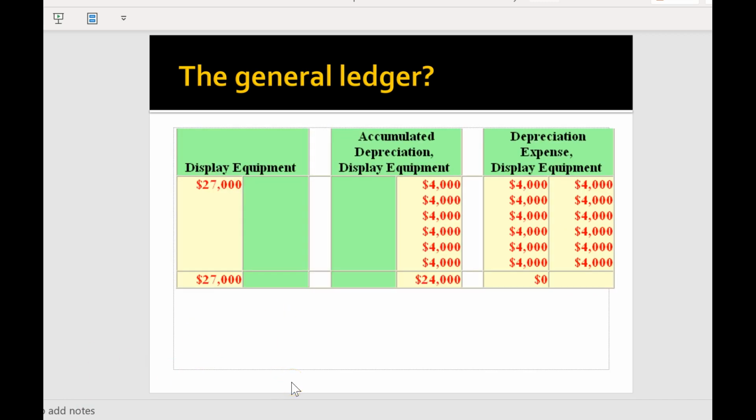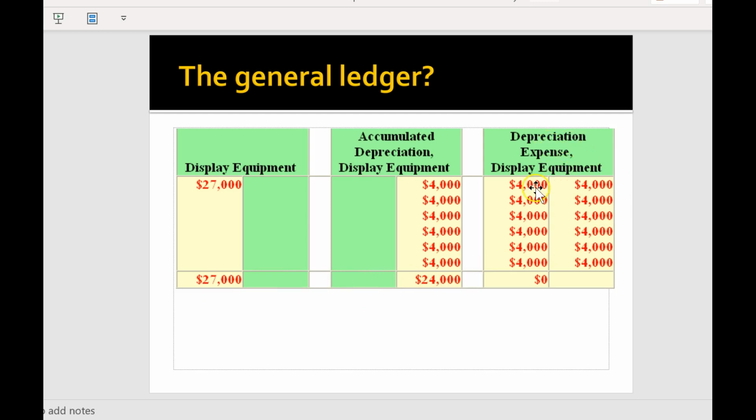Okay, so the general ledger would look like this. We have the equipment, which is the historical cost of the equipment. It never changed, as I said, during the 6 years. The accumulated depreciation would be increased by 4,000 per year, and this is not a temporary account, it's a permanent account, so it never closes. So it's 24,000 in total for the 6 years. The difference between these two would be the residual value.